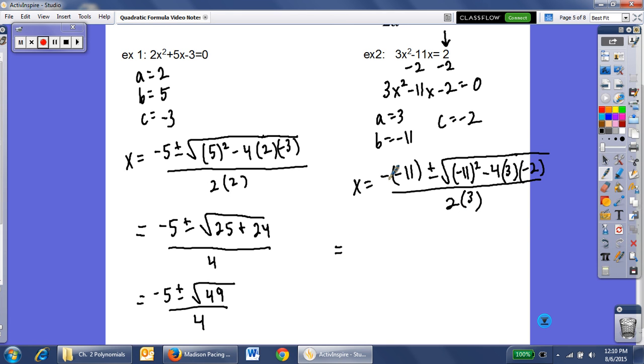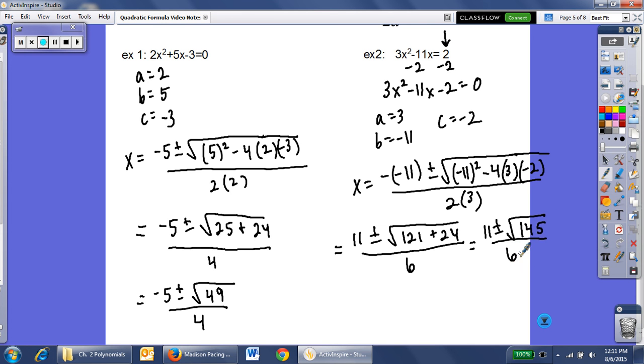So now we have negative 11 is positive 11, plus or minus the square root of 121. Now 4 times 3 is 12, times 2 is 24. That becomes positive 24 because 2 negative signs. And 2 times 3 is 6. Okay, we'll keep simplifying. So we have 11 plus or minus the square root of 121 plus 24. That gives us 145 here. All of this divided by 6.